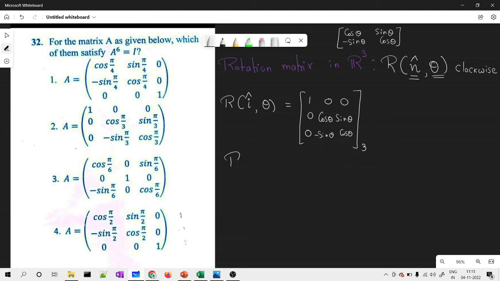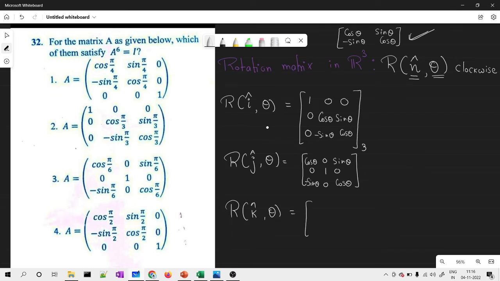Now if you want to think about the y-axis, I'll write j cap theta. So in the second row, second column, I'll write 1, and everything else in that row and that column is 0. The rest of the entries would be occupied by this rotation matrix of R2, that is cos theta, sin theta, minus sin theta and cos theta. And the last one is R k cap theta.